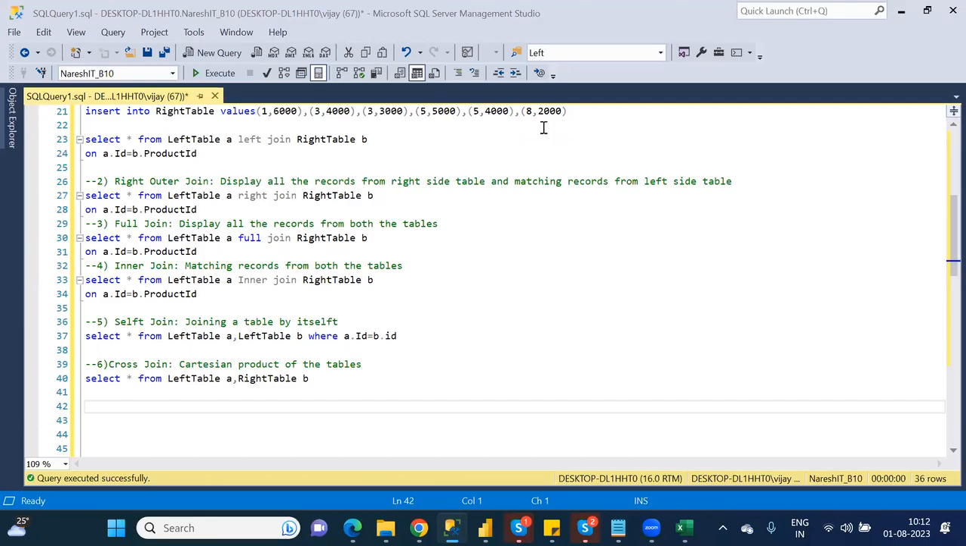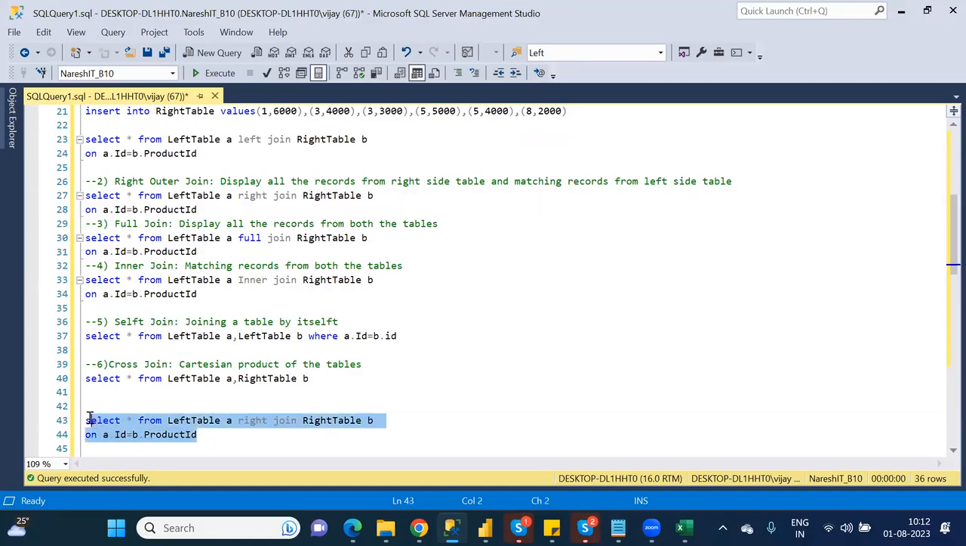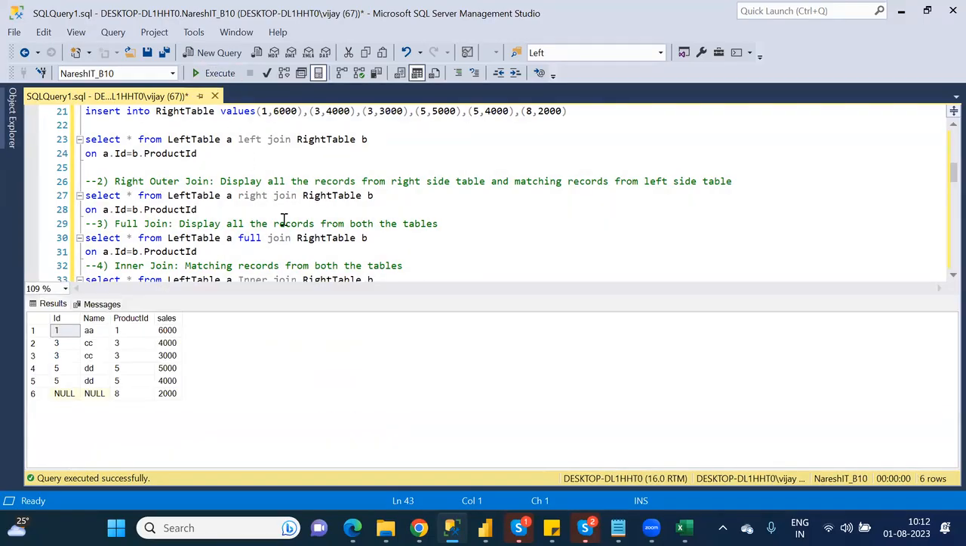In this case, if we want to exclude any matching part and show only the non-matching records, is there anything in this table? Suppose, for example, I have this query.